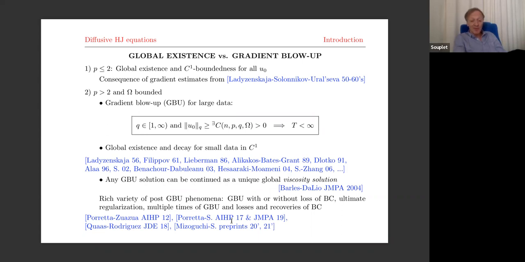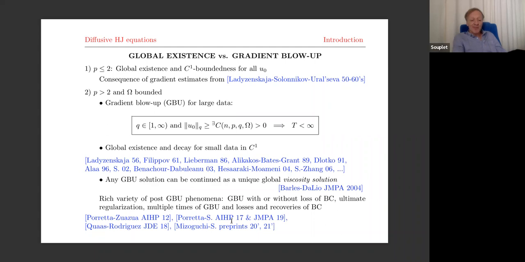Now another important fact, although I will not go into details today, is that after gradient blow-up, any gradient blow-up solution can be continued as a unique global viscosity solution. I already mentioned this because I already stated the theorem of Barles and Da Lio, which tells you that the value function of the stochastic control problem coincides with the unique viscosity solution of the Hamilton-Jacobi equation. So indeed, after gradient blow-up, you still have the continuation given by this global viscosity solution.